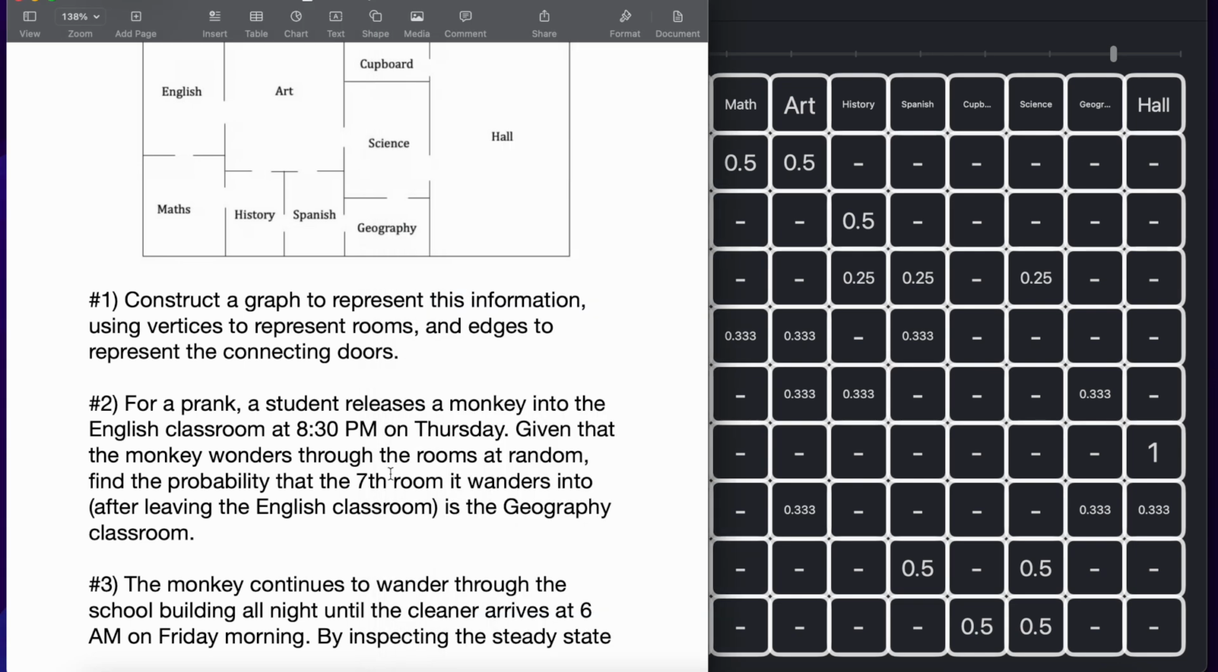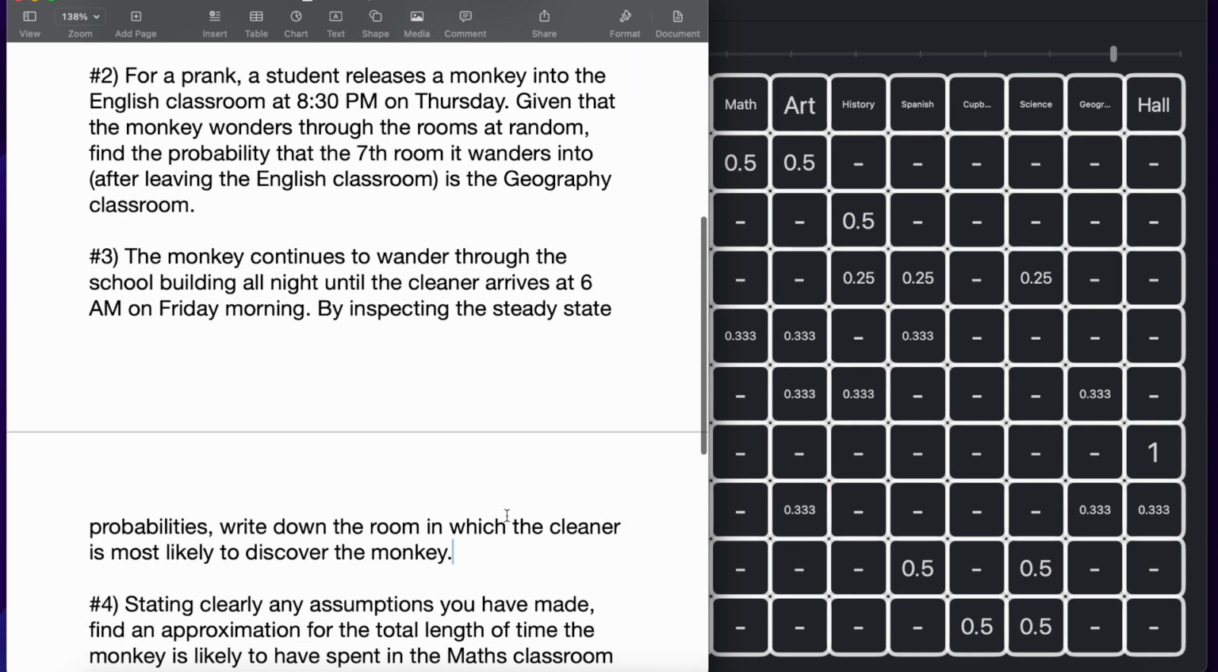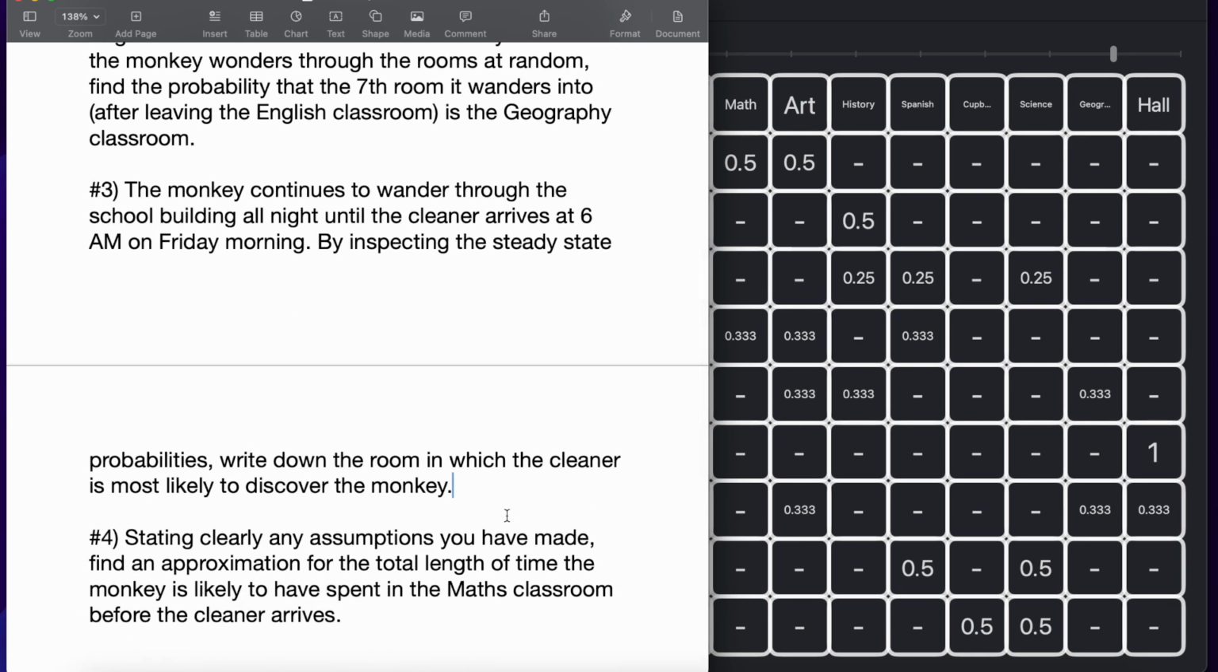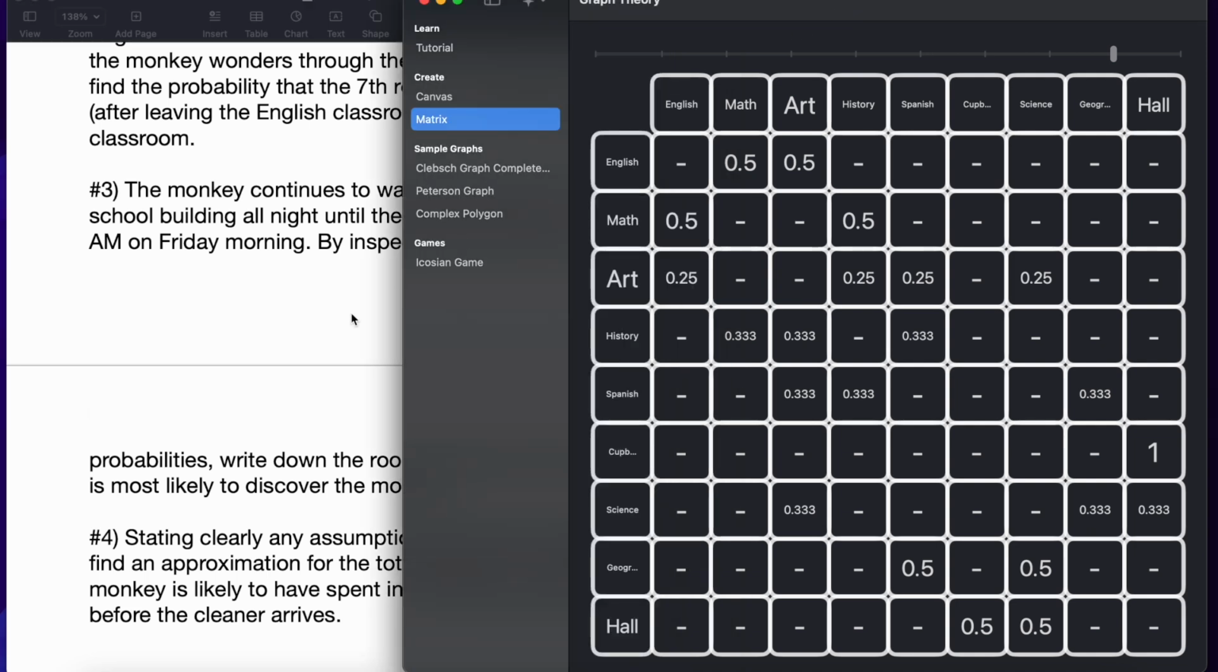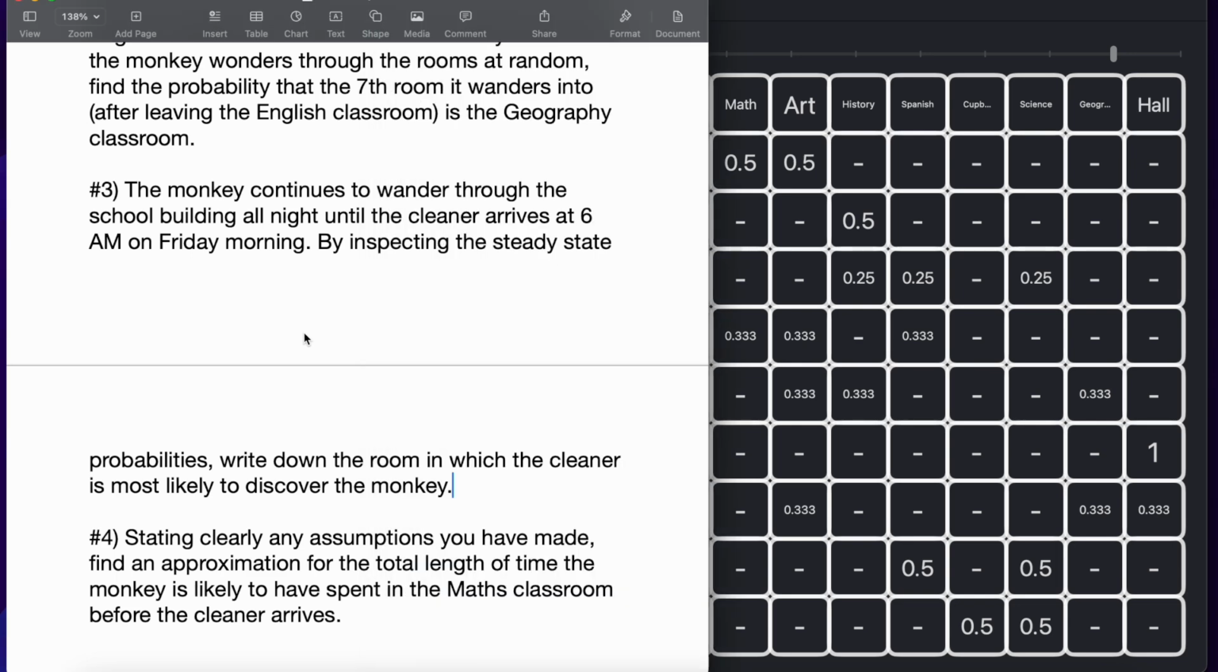We multiplied that on the left by our initial state matrix being in the English room, and we found the probability of being in the geography room. Next, we calculated the steady state of this transition matrix. We did that by estimating it with a large power of the transition matrix and multiplying it on the left-hand side by our initial state.